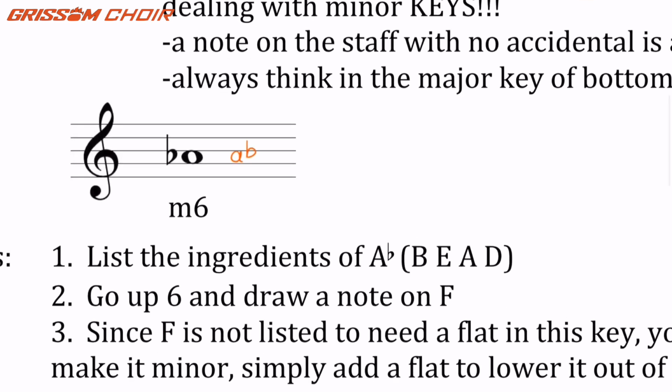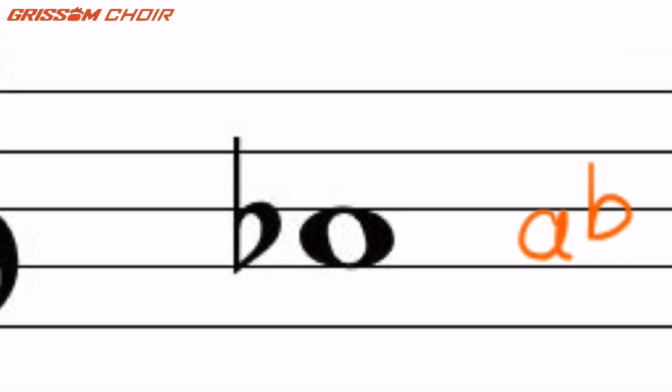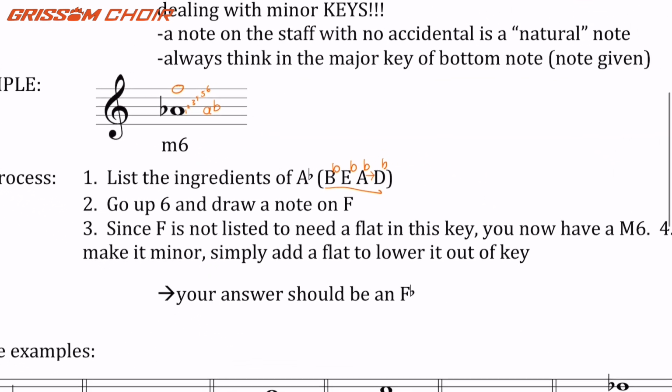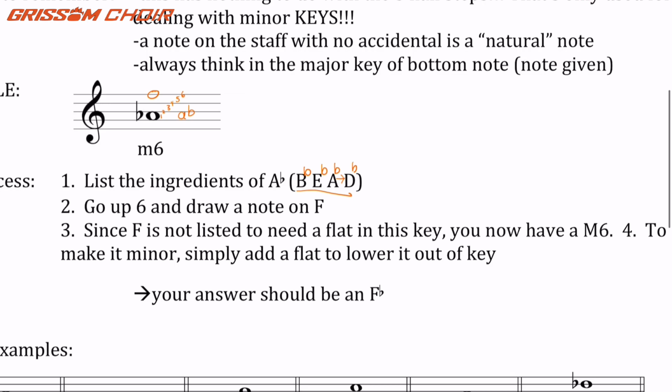A flat is a flat key, and there are 4 flats in that key: B flat, E flat, A flat, and then you go one past it, D flat. Go ahead and draw 6 notes above that A flat, and you count that bottom note as 1. So this would be 1, 2, 3, 4, 5, 6. You would then draw a note on that top line of the treble clef, which is F. Since F is not listed in these 4 notes that we drew, since F is not listed to need a flat in the key, we now have a major sixth.